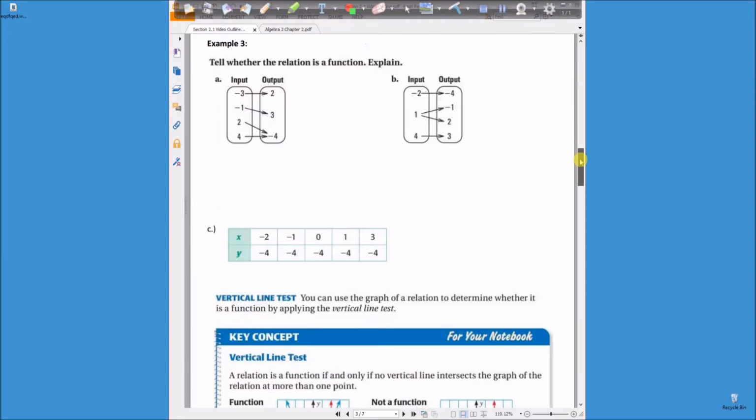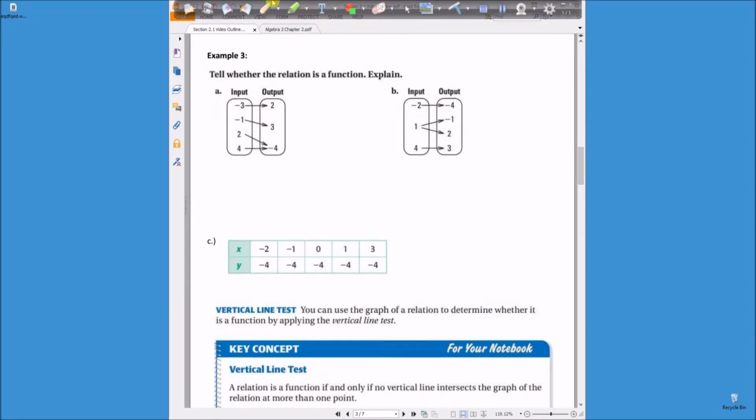Let's look at some more examples real quick. So again, same question. Tell whether the relation is a function. These are mapping diagrams. That's a table. So very quickly, 3 goes to 2. Fine. 1 goes to 3. Fine. 2 goes to 4. Negative 4. Fine. 4 goes to negative 4. Fine. This is a function. No problem. Every input has one output.